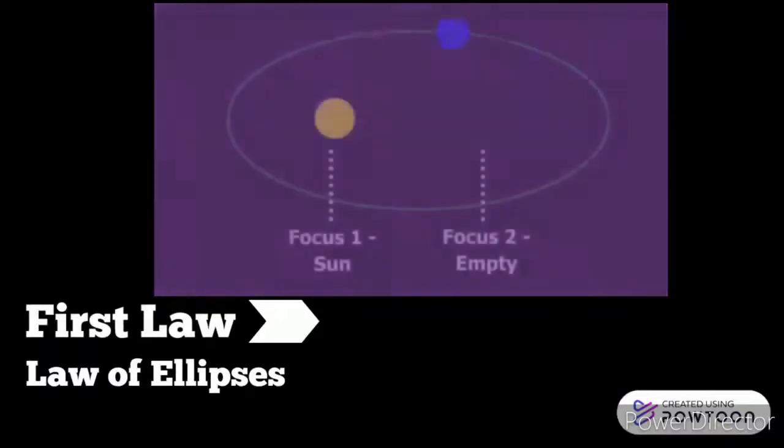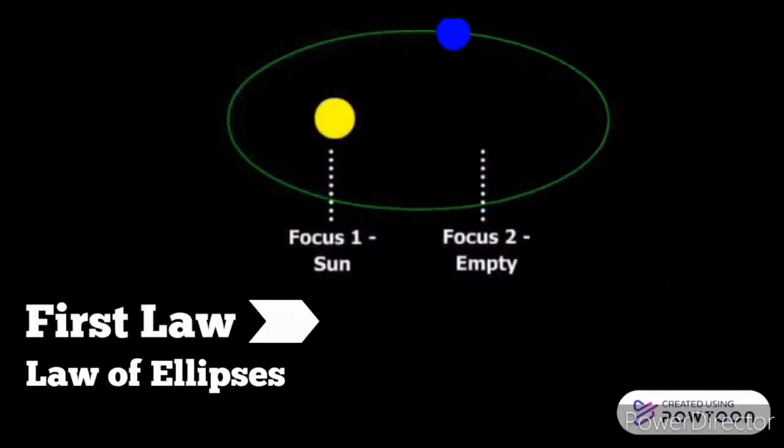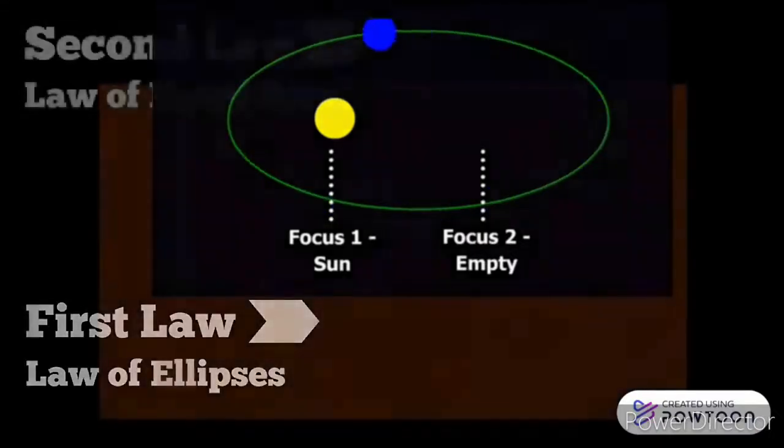The first law states that each planet that moves around the Sun is in an elliptical orbit where the Sun is located at one of the foci of the ellipse. The planet follows the ellipse in its orbit, which means that the distance between the planet and the Sun changes as the planet travels around its orbit.